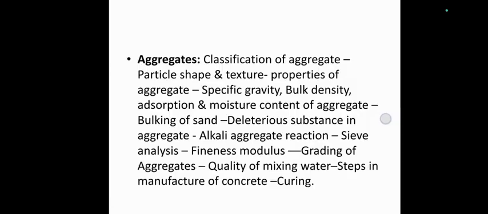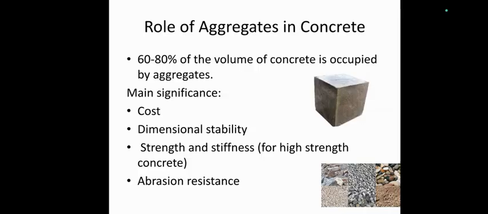Aggregates play a major role in creating the volume for the concrete. So 60 to 80 percent of the volume of concrete is occupied by aggregate. The main significance or purpose of adding aggregate is that it should be economical. If you use cement only, you know the costliest material among the different ingredients of concrete is cement. So to reduce that cost, we are adding a cheaper material. That too, it should be an inert material.